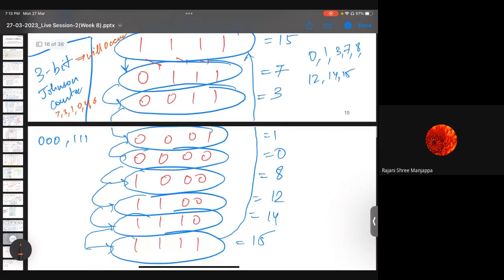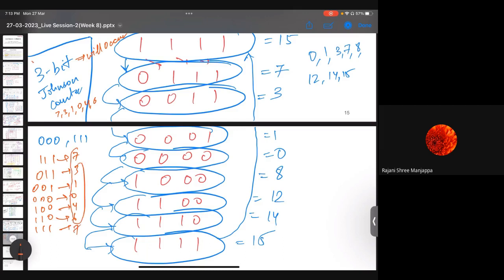So 1 1 1 is getting 1 1. I'm doing it quite fast now. So this is 0 0 and this is 0. Oh, sorry. This will be 1 0 0. This will be 1 1 0. Now again 7. So 7 to 3, then 1, then 0, and then again 4, 6, and then 7. So these are the possible 6 states.